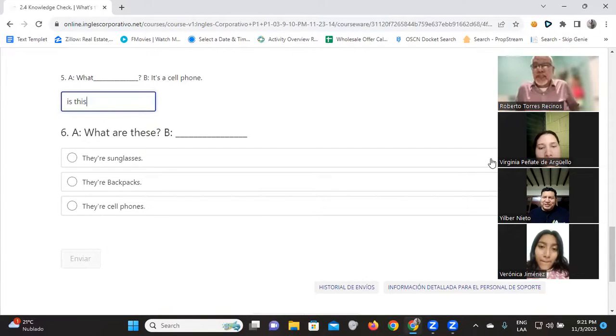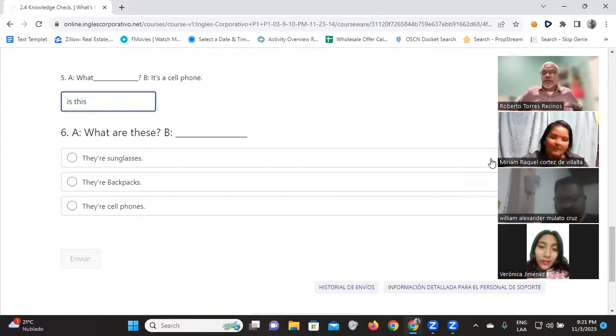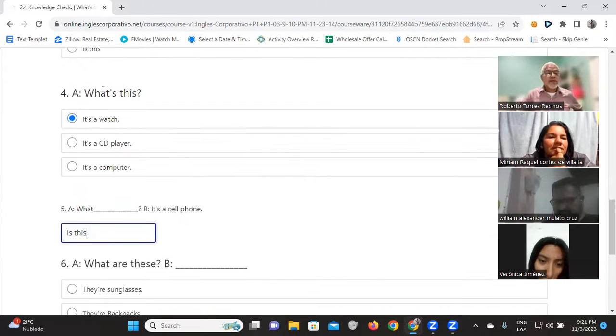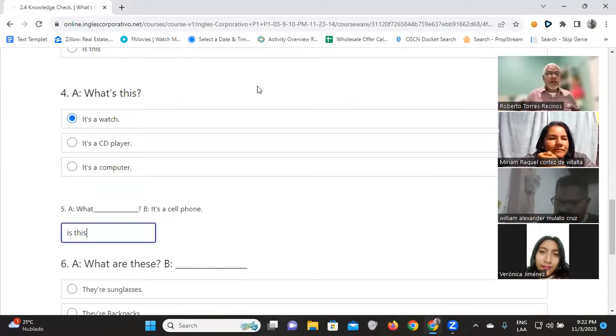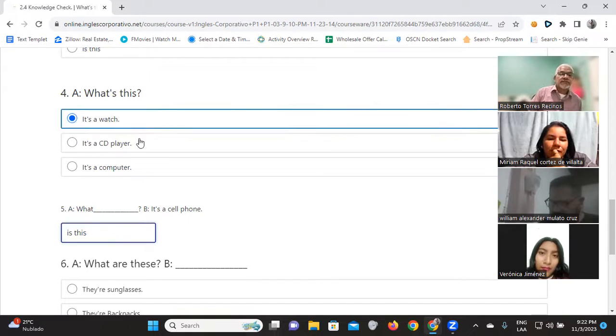Question. Yes, Robert, what is your question? The pronunciation, is this wrong? Sería it is or it's? Number four. It's a watch. You wanted to say it is a watch. No. It's a watch. Okay. Thank you.